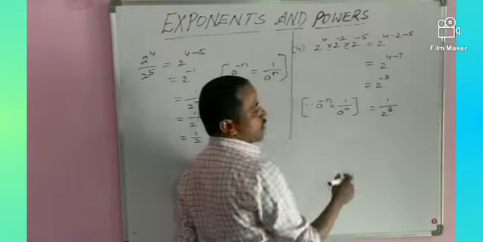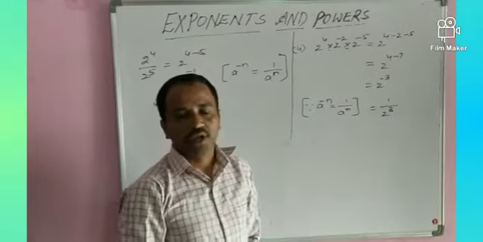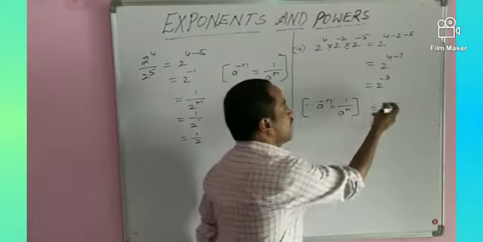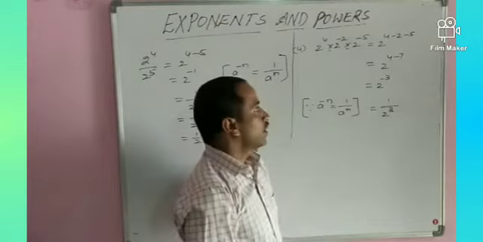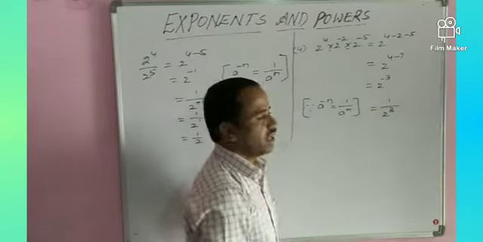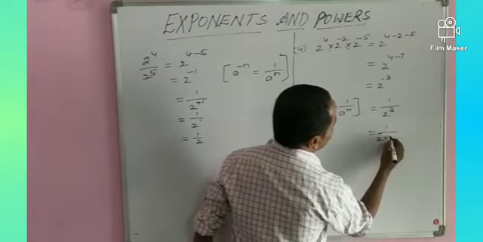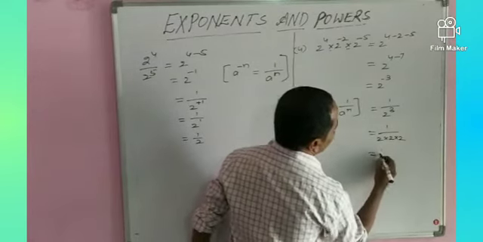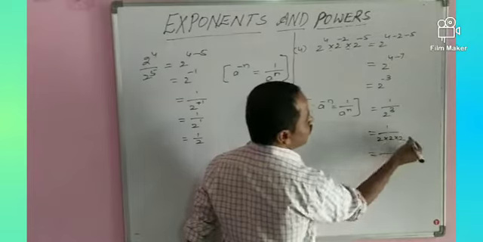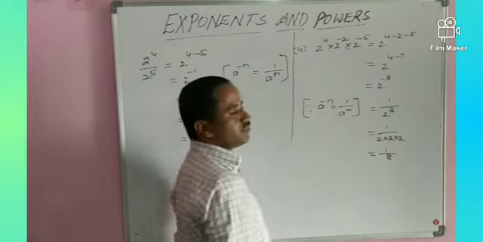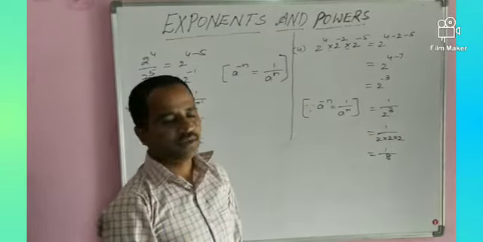Minus 3 becomes plus 3 when it gets reciprocal. What do you get? 1 by 2 cube can be written as 2 into 2 into 2. 2 2s are 4, 4 2s are 8. 1 by 8 is the answer.